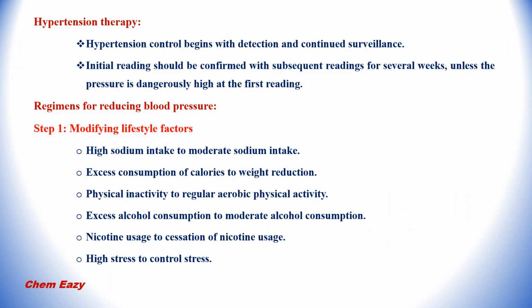In step 1, modifying lifestyle factors. Under modifying lifestyle factors, high sodium intake is reduced to moderate sodium intake, excess consumption of calories to weight reduction, physical inactivity to regular aerobic physical activity, excess alcohol consumption to moderate alcohol consumption, nicotine usage to cessation of nicotine usage, and high stress to control stress.